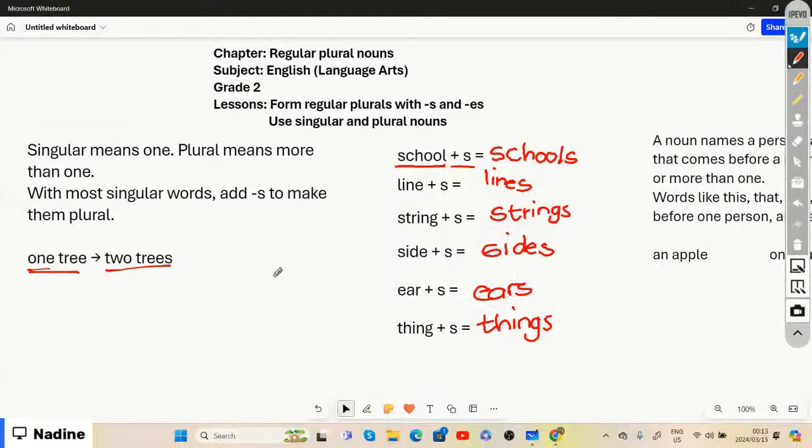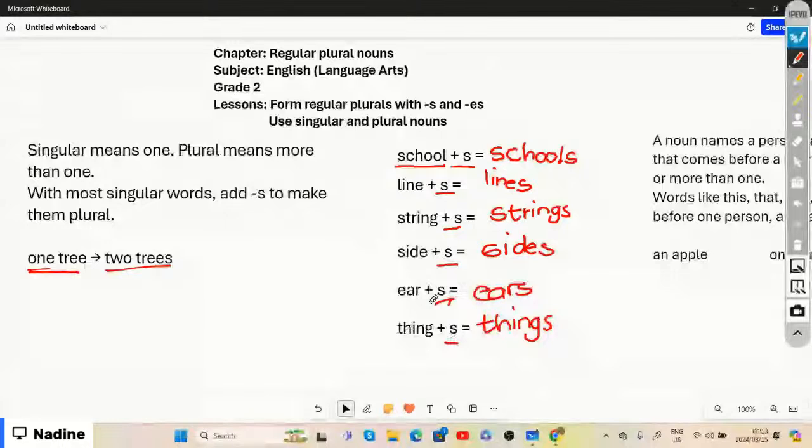So basically, this is now us changing our singular word into a plural word. And we said singular means one. Plural means more than one. It means anything that is two or more. And with most of our singular words, we just add an S like we did over here.